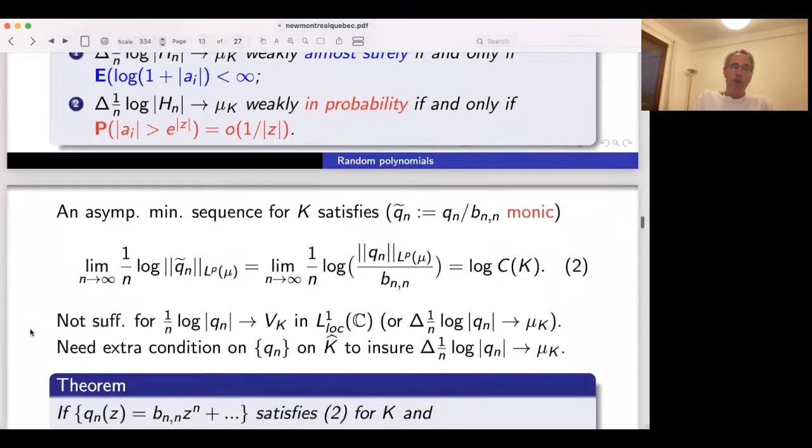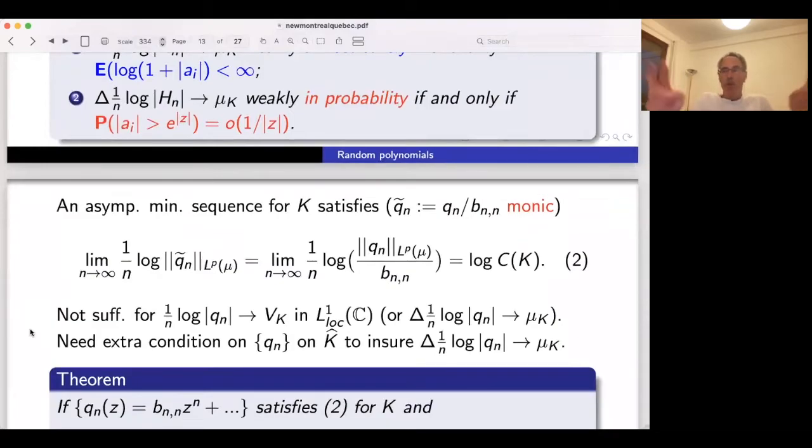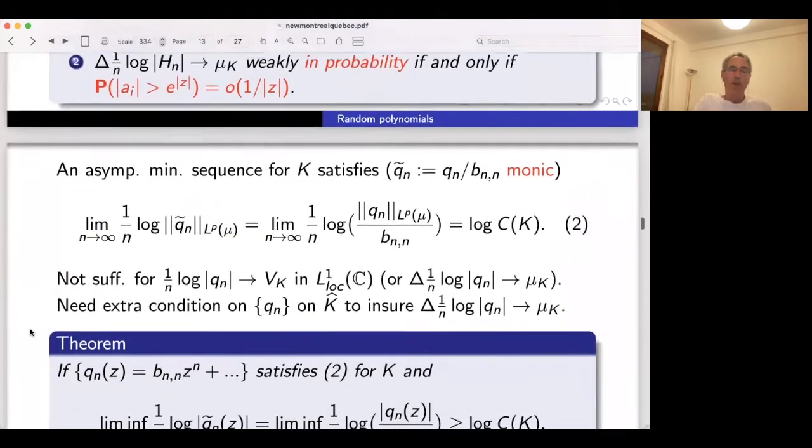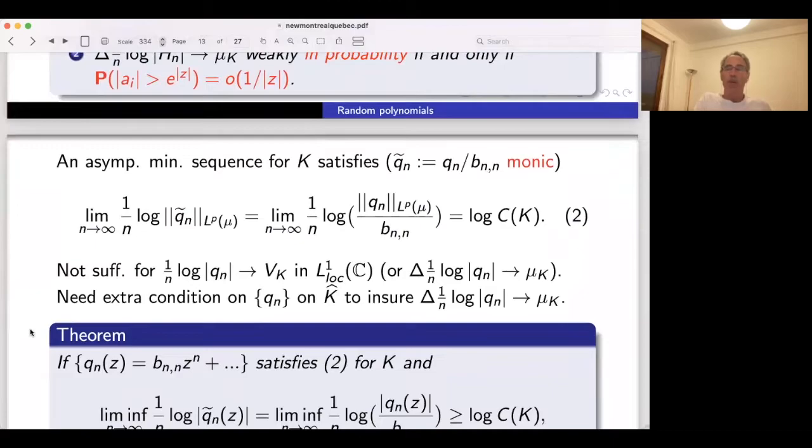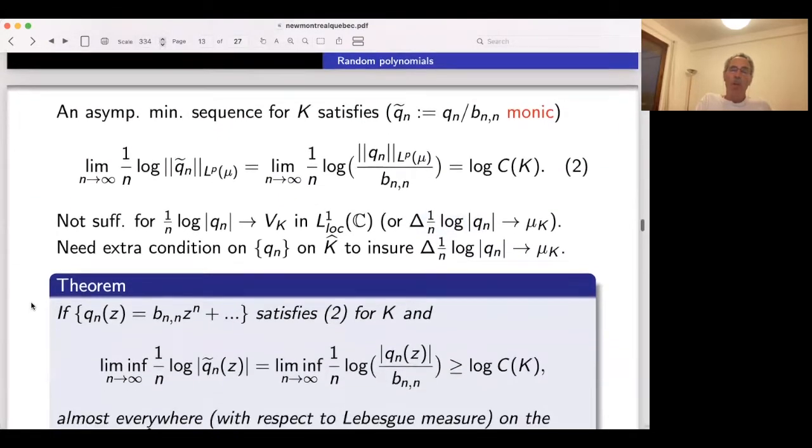This condition by itself, as we've seen with the Chebyshev polynomials in particular, isn't sufficient to get L1 loc convergence of this sequence of subharmonic functions, and hence it's not necessarily sufficient to get the convergence of the normalized zero measures to the equilibrium measure. You need an extra condition on what happens on the polynomial hull.